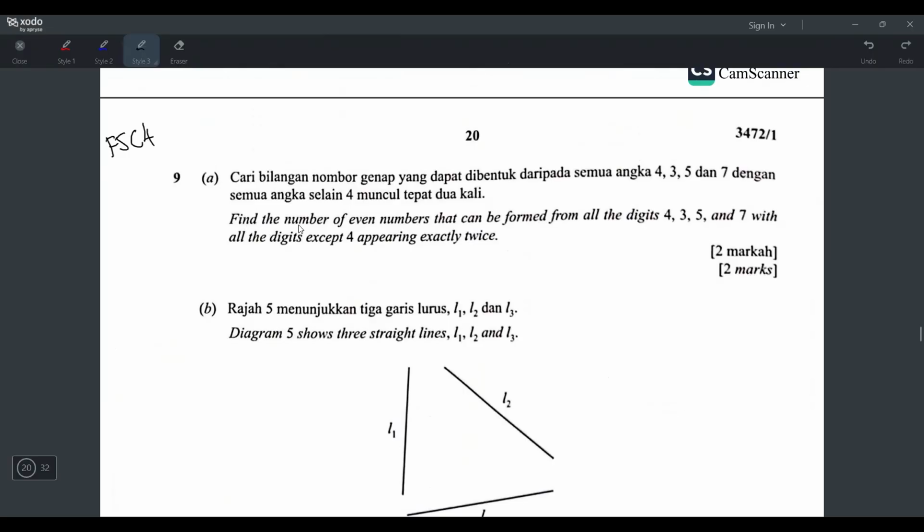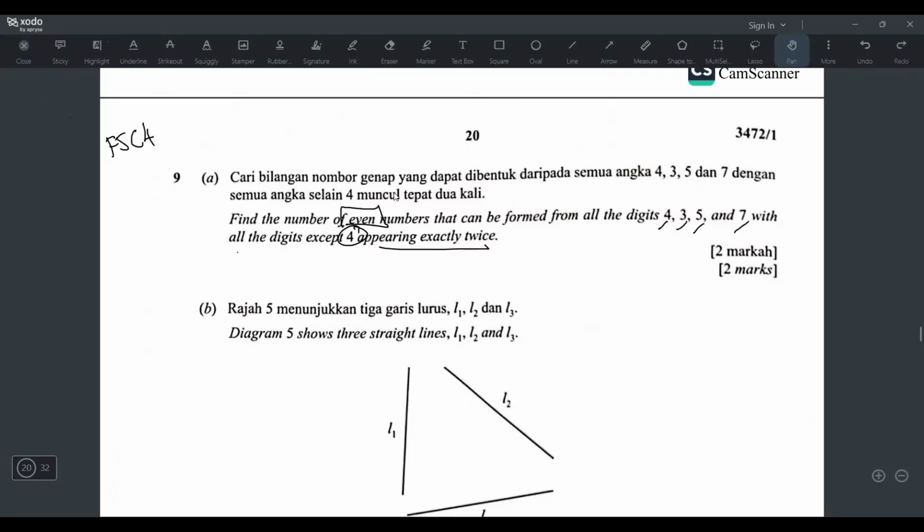Okay, let's do it. Find the number of even numbers. What is even? Even numbers are numbers that are divisible by 2. That can be formed from all the digits 4, 3, 5, 7, with all the digits except 4 appearing exactly twice. Actually this question I feel very familiar.